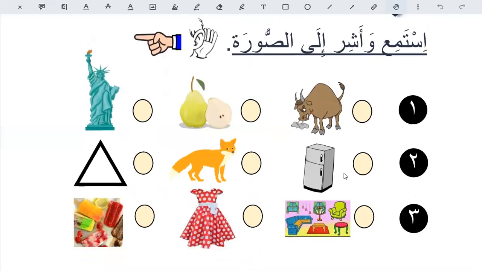Listen and point to the picture. Latifa. Third picture. Okay. Then Sallaja. Second fox. No. Wait, refrigerator. Sallaja. The first one, fridge. Yes, first one.